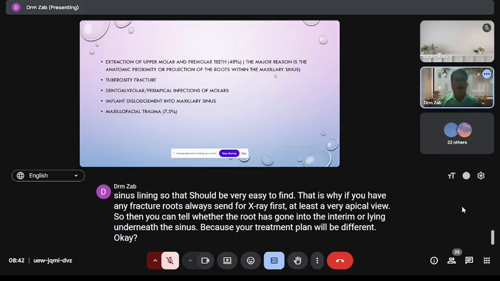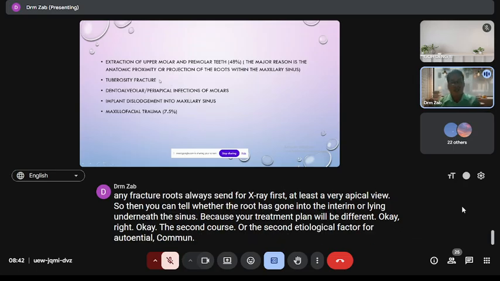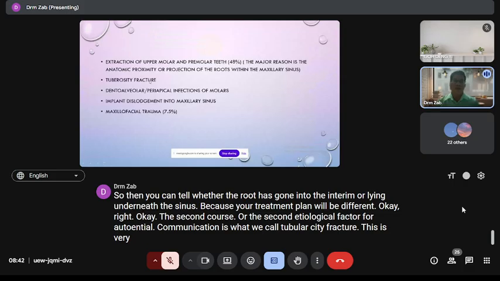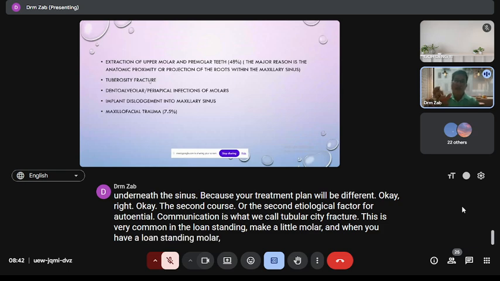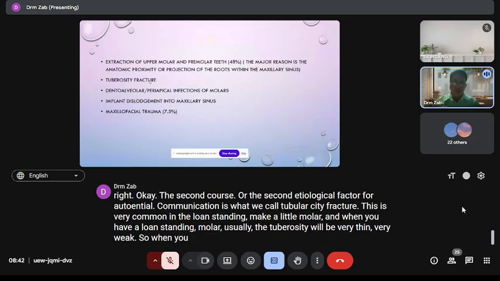Okay, the second etiological factor for oro-antral communication is what we call tuberosity fracture. This is very common in a lone standing maxillary molar. And when you have a lone standing molar, usually the tuberosity will be very thin, very weak. So when you try to remove the tooth, it will fracture.